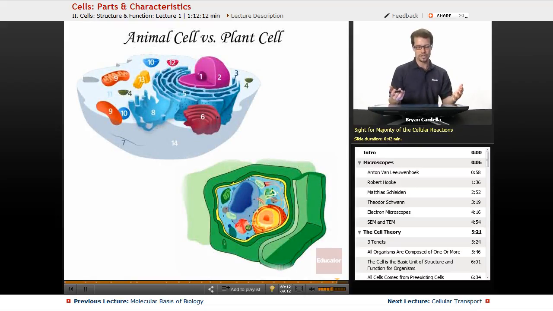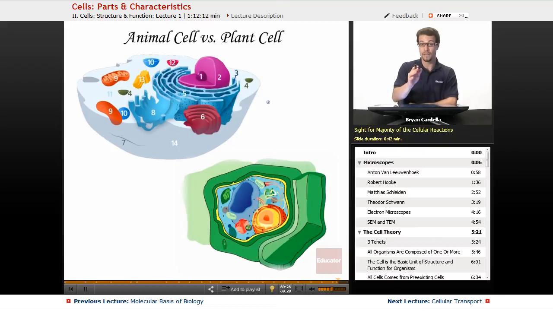And finally, just to review some similarities and differences between animal cells and plant cells. So here's an image of an animal cell and a plant cell. You've seen this several times in this lesson. This is the first time you're seeing this. So let's start kind of in the order we went.